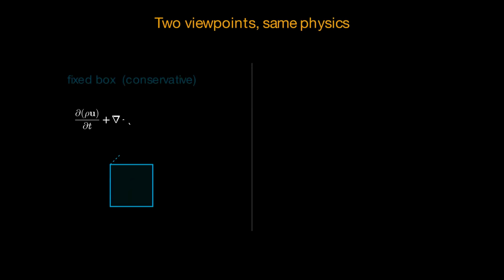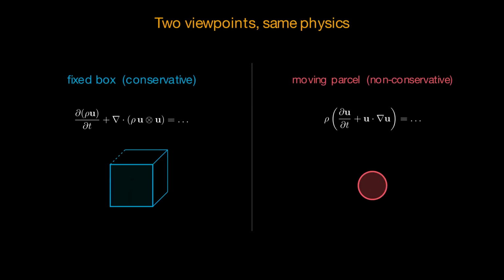But wait, we derived the momentum equation last time too, and it looked different. It read rho times the material derivative. That version followed a moving parcel. This one watches a fixed box. Same physics, two viewpoints, and the two are the conservative and non-conservative forms. They're connected, exactly, by the continuity equation we just derived. Converting between them is its own story, and that's where we'll go next.